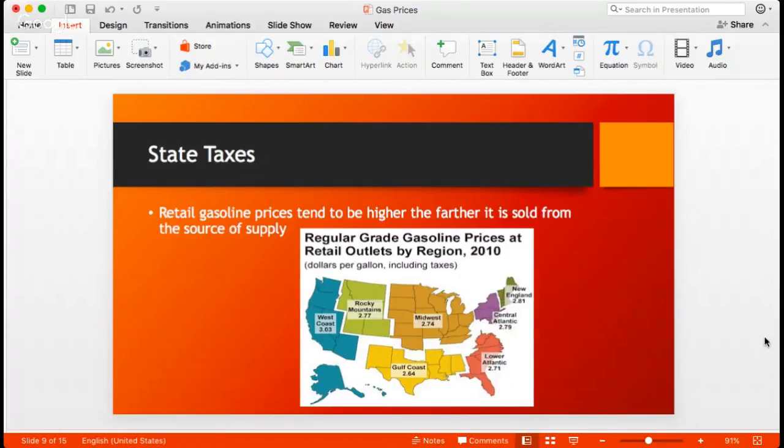State taxes. Retail gasoline prices tend to be higher the farther it is sold from the source of supply. Dealing with state taxes, you often ask, like, why is gas more expensive here as opposed to somewhere else? So we see in the West Coast, it's the highest, and we see in the Gulf Coast, it's the lowest. And then you kind of have everybody else who's kind of in the middle.